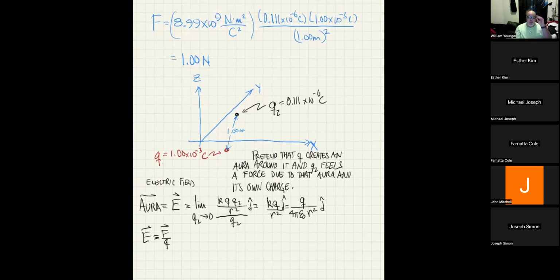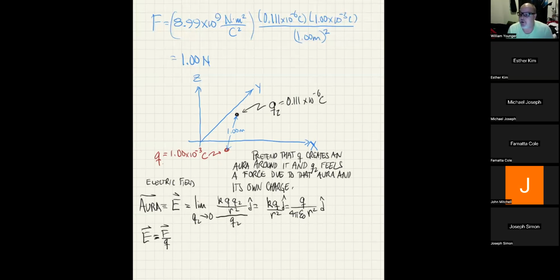Well, the reason I did the limit thing is in principle, that aura is being created by Q, but if Q can create an aura, Q2 can as well. And because fields are actually vector fields, they add like vectors at each point in space, then that Q2 could actually cause the aura to change and in some sense make a force on itself, like, you know, lifting yourself up by your own bootstraps, which is physically impossible, right? But that's what we're doing. That's why we're being pedantic about it and say we're going to take the limit as Q2 approaches 0.